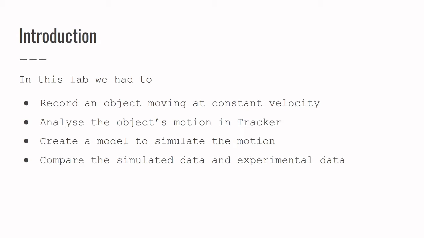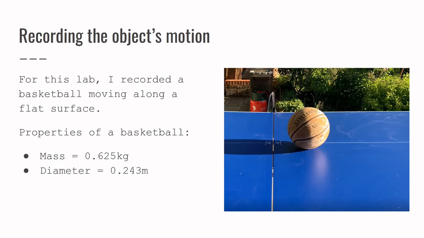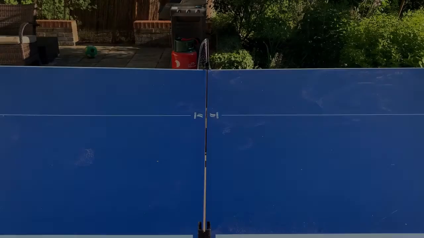In this lab, we had to record an object moving at constant velocity, analyse the object's motion in Tracker, create a model to simulate the motion, and compare the simulated data and experimental data. So first we had to record the object's motion. For this lab, I recorded a basketball moving along a flat surface, and I recorded the properties of the basketball here. We can watch that video now.